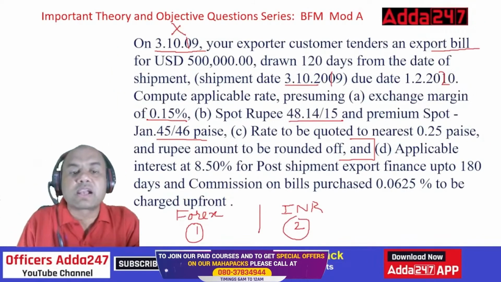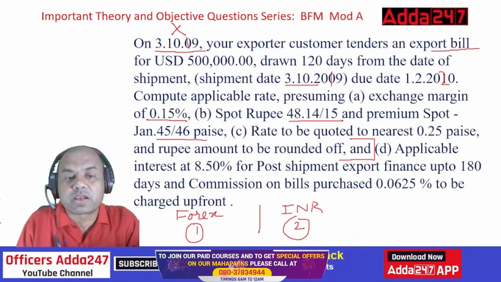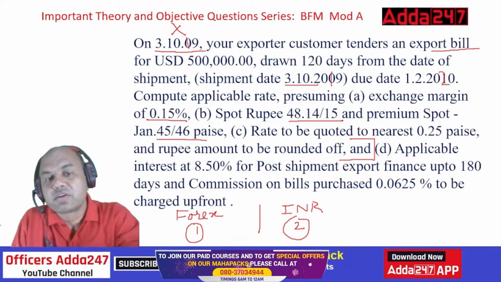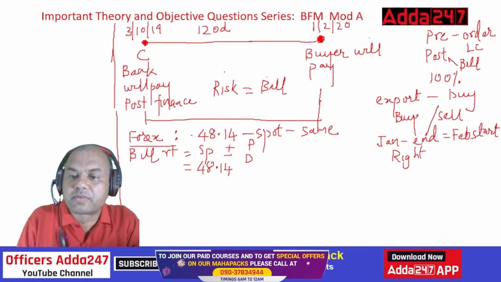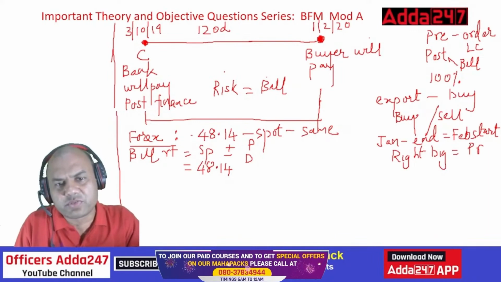See this. Right side is bigger. When you are in forward market, this right side is bigger. Always remember it's a premium. See here, right big equals premium, and left big equals discount, vice versa.